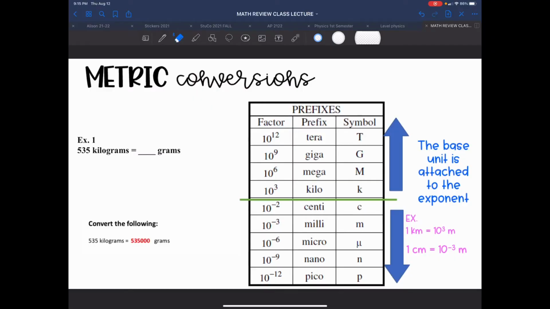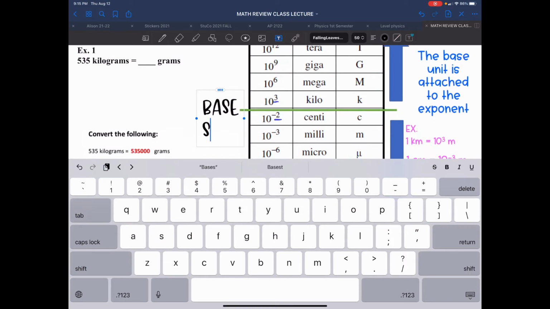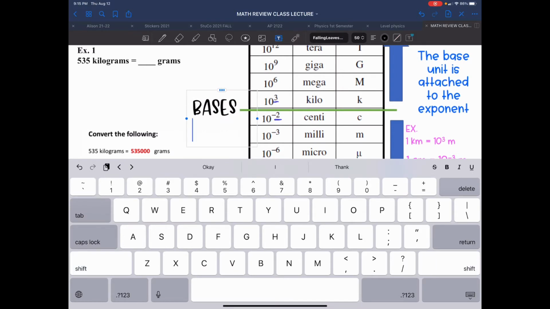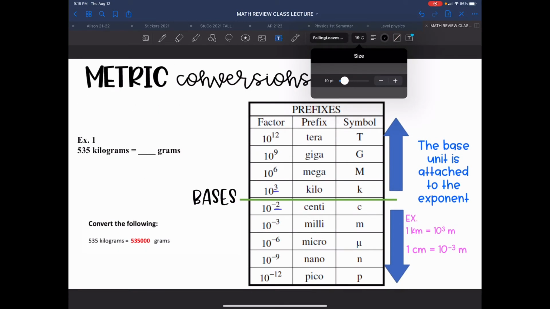All right, guys, let's take a minute to look at metric conversions. The first thing to notice about this chart is we're going from exponent to exponent, and that's because at this green line, we have our base units, and our base units are going to be like 10 to the 0 power, and our bases that we will use the most are going to be, let me make this a little bit smaller.